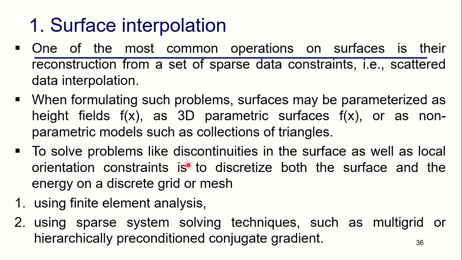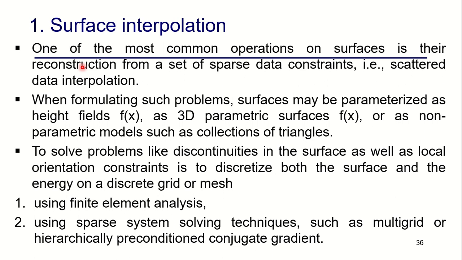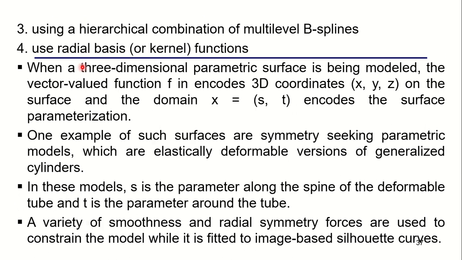To solve problems like discontinuities in the surface as well as local orientation constraints, one discretizes both the surface and the energy on a discrete grid or mesh. They use finite element analysis and sparse system solving techniques such as multigrid or hierarchically preconditioned conjugate gradients, a hierarchical combination of multi-level B-splines, and then radial basis or other kernel functions. These are the four techniques used to solve over this mesh.